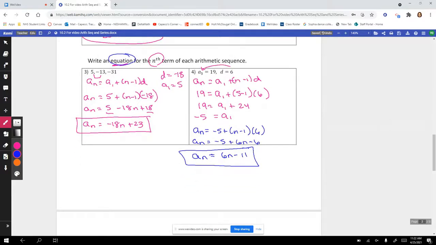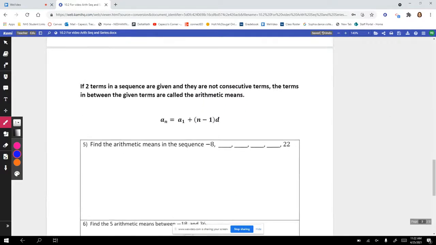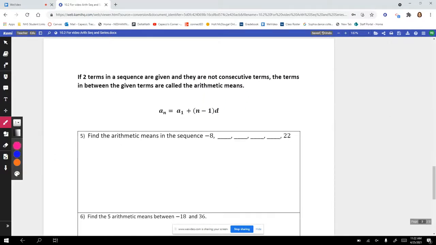All right, let's keep going. Again, slightly different type of problem. Look, there's our formula again. There's our equation we need to use. If two terms in a sequence, remember two terms are any numbers, are given and they are not consecutive, there's going to be numbers between them. The terms in between them we call the arithmetic means.